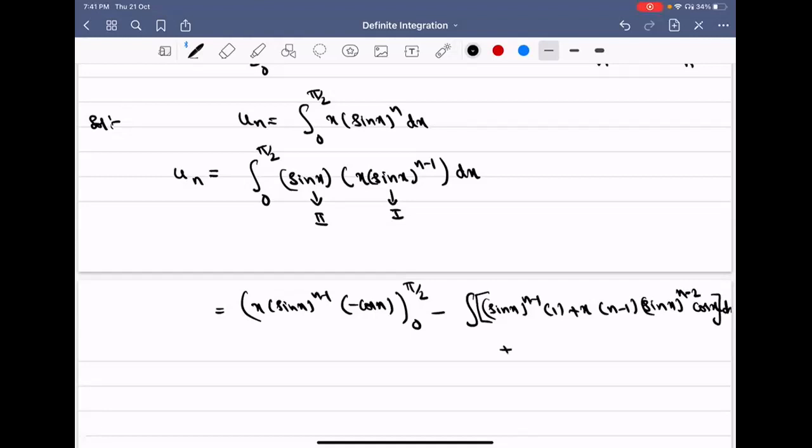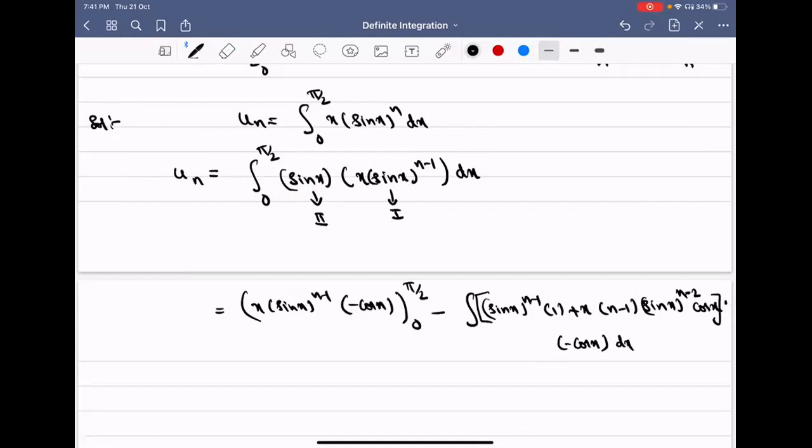So next, this is the u v rule. Now, differentiation of the first function. Next, integration of the second function. The second function is here sin x. Therefore, integration of sin x is minus cos x, so that is minus cos x into dx.